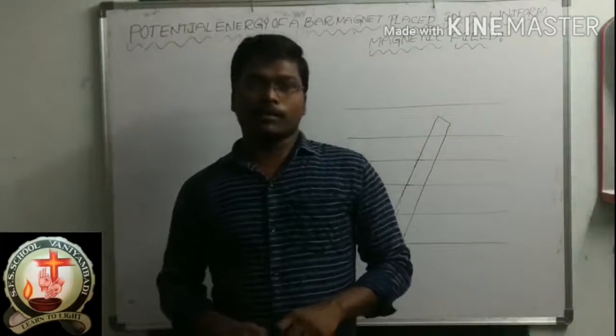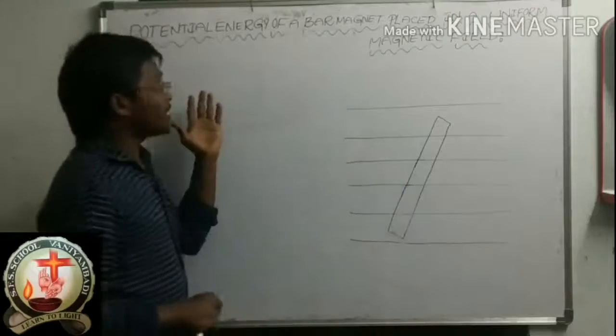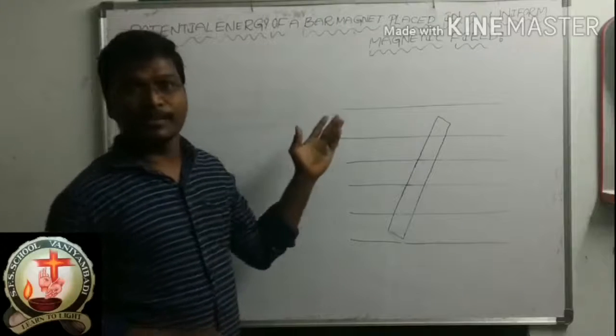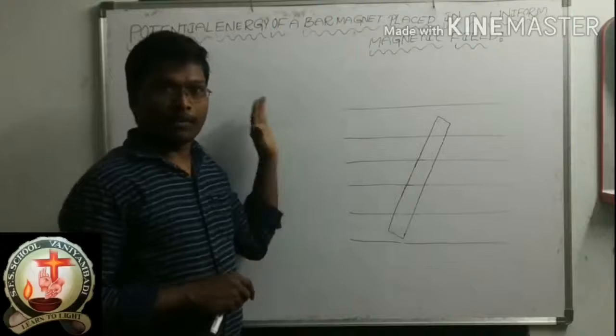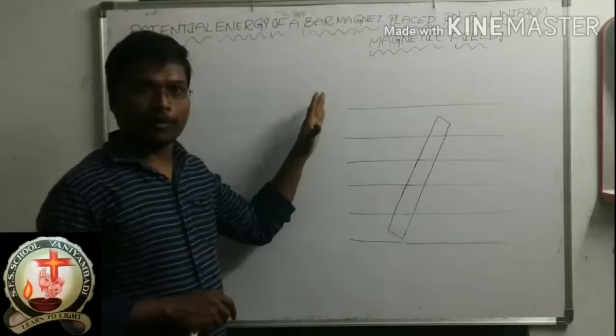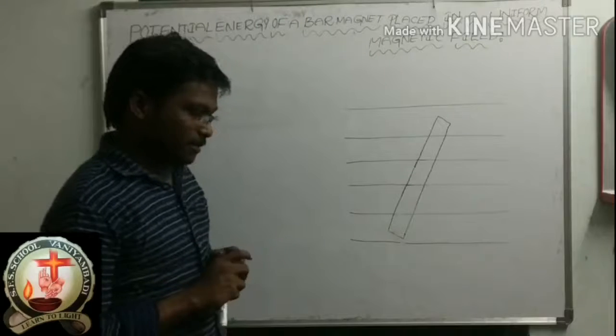Today we are going to discuss the topic: potential energy of a bar magnet placed in a uniform magnetic field. Okay. So already we discussed yesterday.